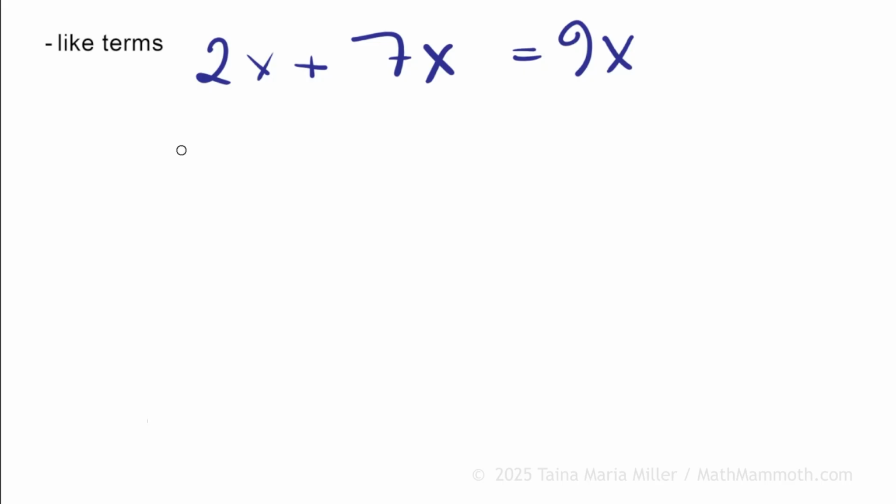Another example, let's say we have 5a squared and 6a. Are these like terms? Do they have the same variable part? This time, no, because a squared is actually not the same as a. A squared is a times a. So therefore, if they were to be added, I cannot simplify this. It just stays as is.